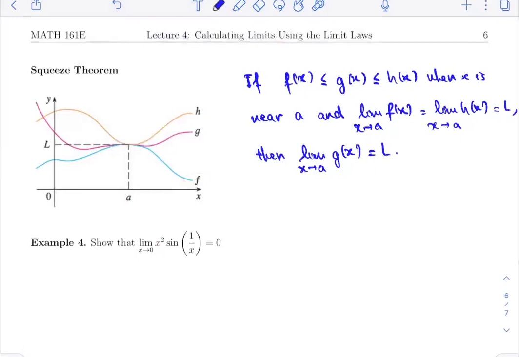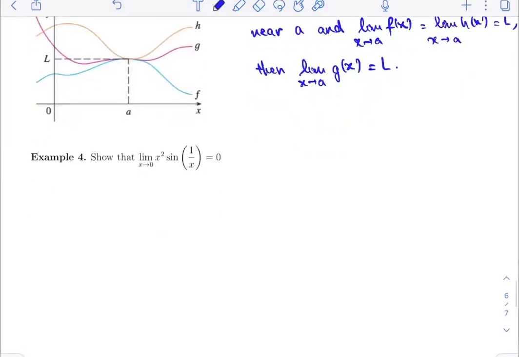So this theorem, the squeeze theorem, is particularly useful for certain types of functions that contain sine and cosine in the formula. For example, we want to show that the limit of x squared times sine of 1 over x is equal to 0. If you use direct substitution for this limit, you will get an indeterminate form. And again, when you have an indeterminate form, it doesn't mean the limit does not exist. It just means that you need to do some manipulations in order to obtain the limit.